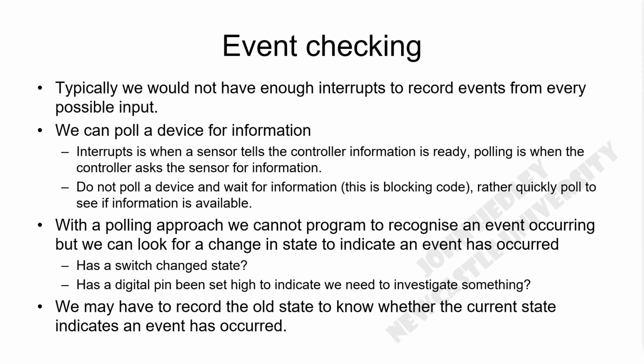Interrupts are great for recognizing an event, but we may not need, or even want, to instantly do something when an event is triggered, and more importantly, not have the option to use an interrupt. Any microcontroller has a limited number of interrupts, and so we may need another option for detecting events. We can program our code to look to see if information is available. This is known as polling, in which the microcontroller is asking the sensor or other piece of hardware for information. Compare this to an interrupt, in which the external hardware is telling the microcontroller information is available.